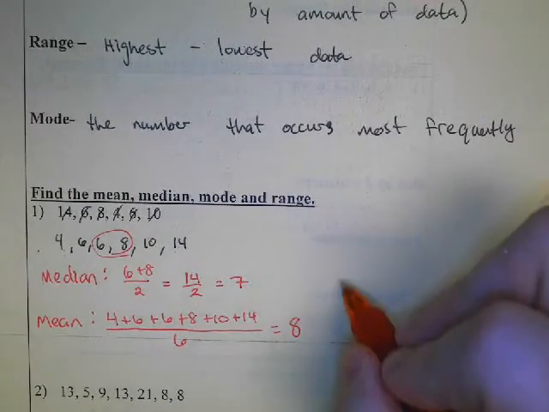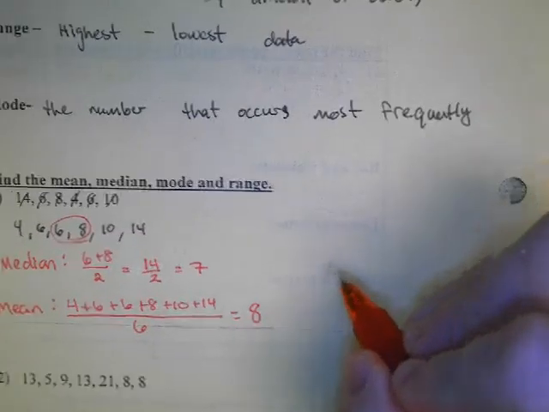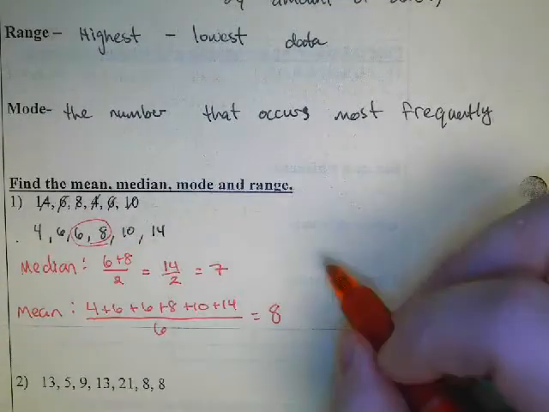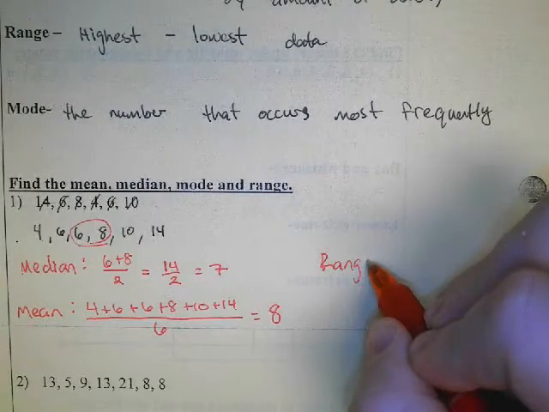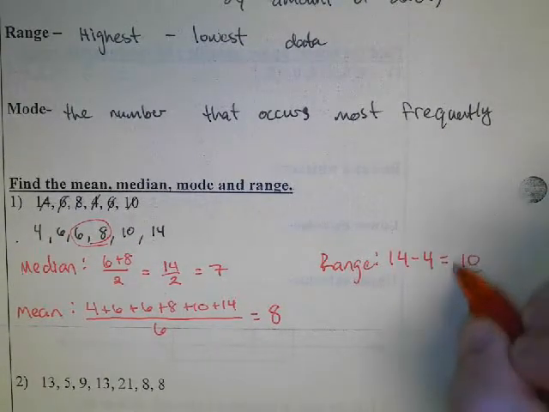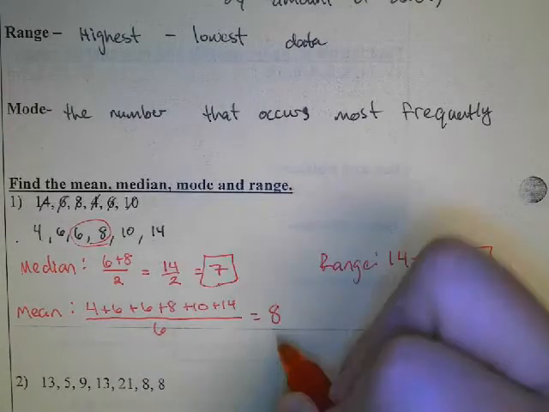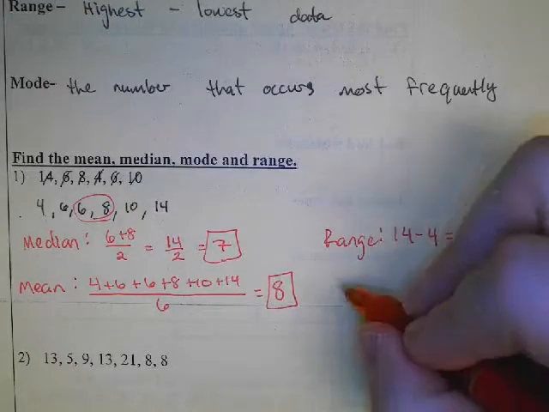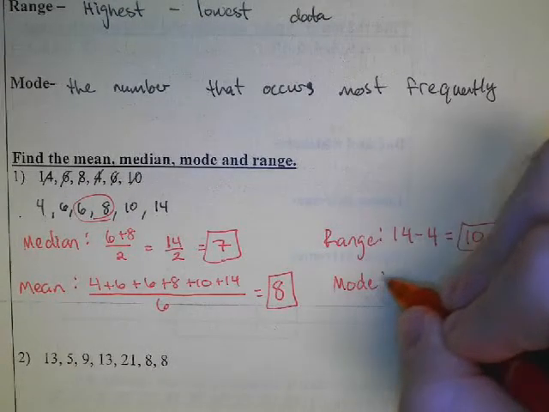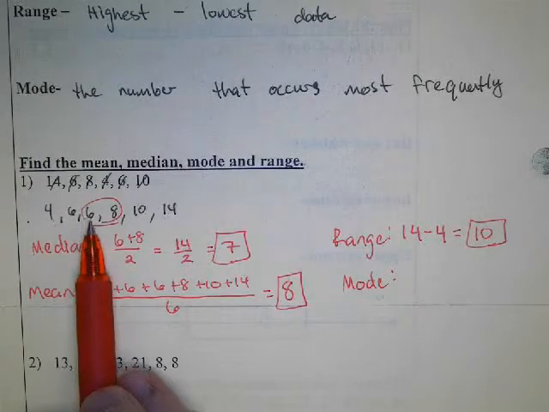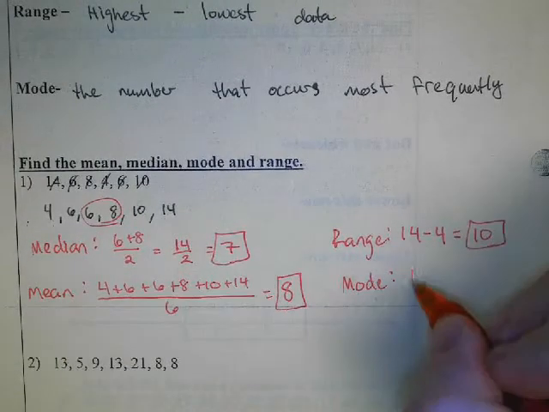The range of the data is my highest data point minus my lowest data point. So range would be 14 minus 4, which is 10. And then my mode is just the number that occurs the most. And the mode for this data would be 6. There's two 6's, and it's the only value that repeats, so the mode is 6.